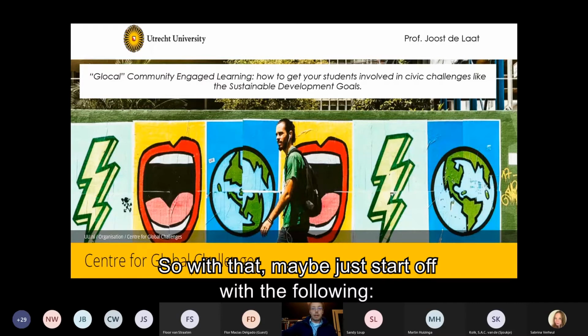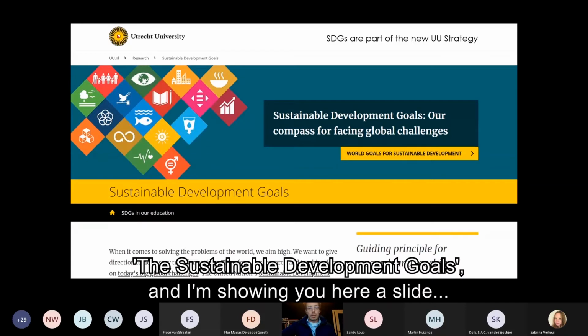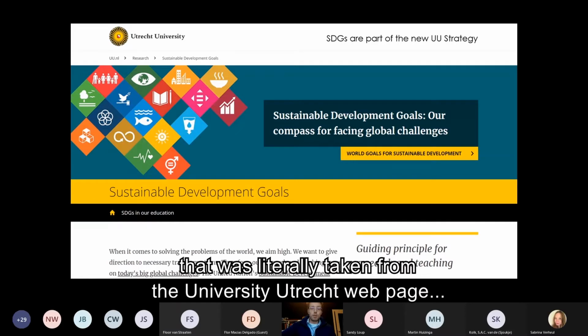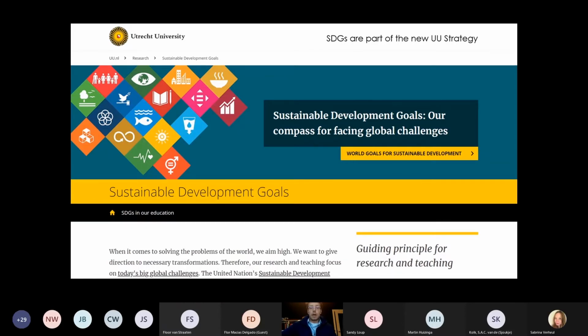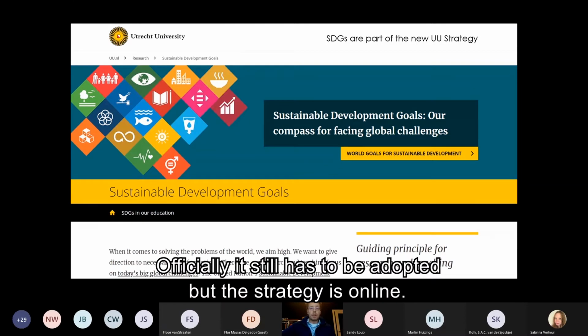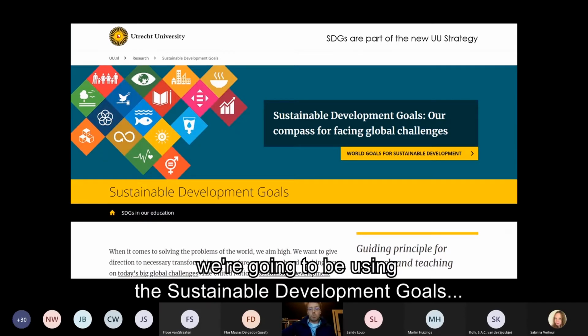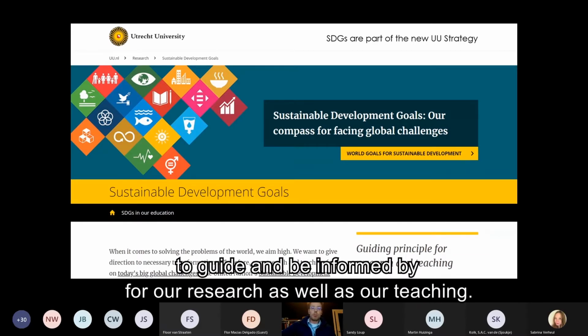So with that, maybe to start off with the following, the Sustainable Development Goals, and I'm showing you here a slide that was literally taken from the Utrecht University webpage, are now a key part of the new university strategy that has been developed. Officially, it still has to be adopted, but the strategy is online, and this is taken from the website. So the university effectively has said, we're going to be using the Sustainable Development Goals to guide and inform our research as well as our teaching.